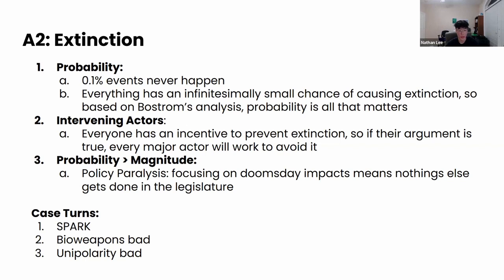Third is probability over magnitude. You can say that extinction is bad because if policymakers are so fixated with solving for very low probability arguments like nuclear war, then other policies get put on the back burner, which is proven today by the fact that minorities still face unequal policy support and advocacy. Also, if you go into more advanced debate, you'll run into case terms on extinction called SPARK, which means that nuclear war is good.